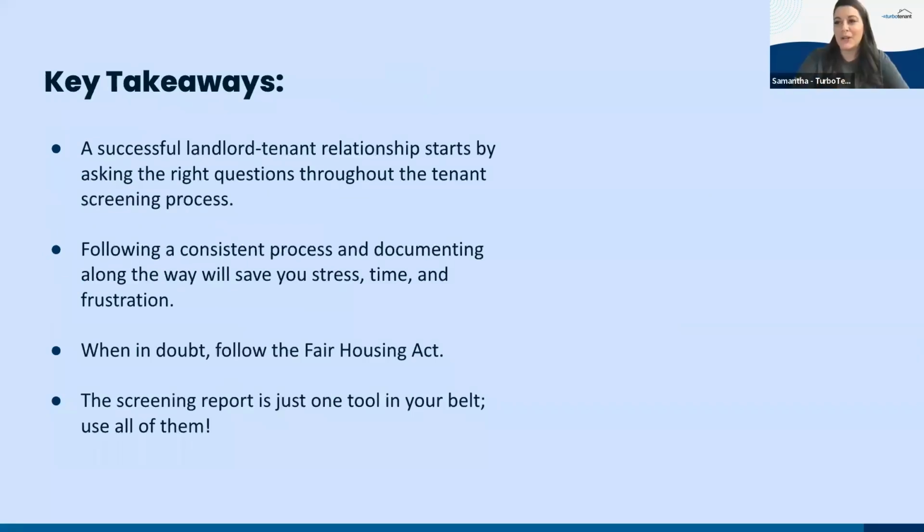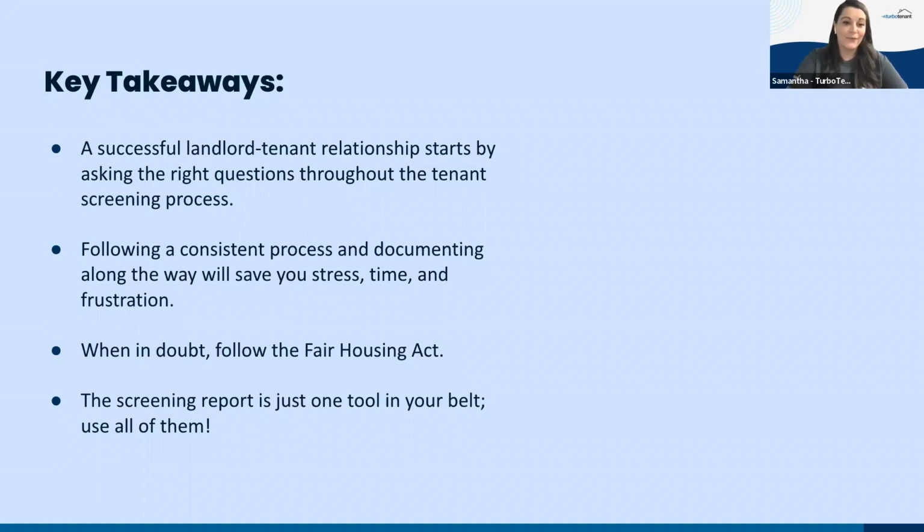And we've got some key takeaways that we hope you gain from this webinar. The first is that a successful landlord-tenant relationship starts by asking the right questions throughout the tenant screening process. And that is Krista's favorite thing to talk about and what she will talk about next. The next key takeaways that we have are following a consistent process and documenting along the way, and that will save you stress, time, and frustration.